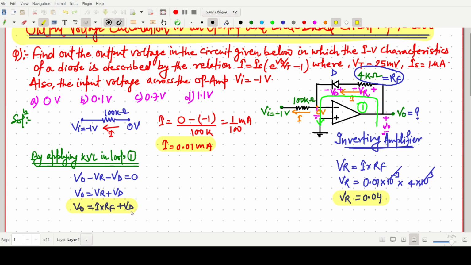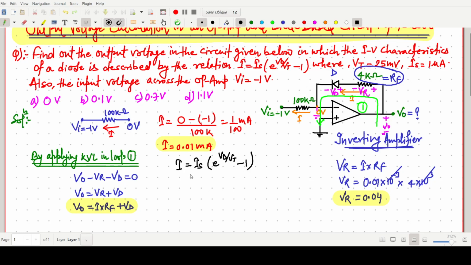Okay, now we have to find the value of VD. To find the value of VD, what we have to do? We have the diode equation already given. So we can write I, because the same current is flowing, so we can write I equals Is times the diode equation, e to power Vd by Vt minus 1.